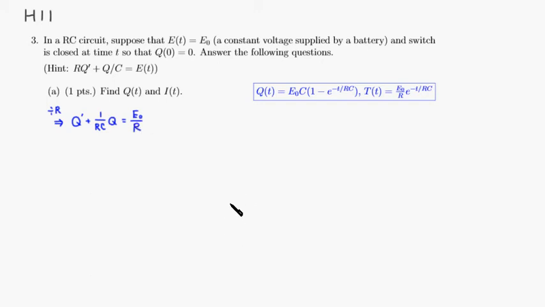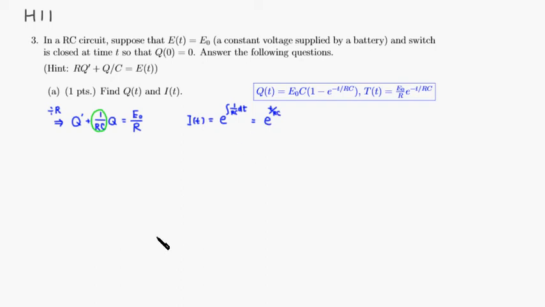Right? So we can just do an integrating factor. So I'm going to call it I of t, right, which is going to be e to the integral of p of t, right? P of t in this case is this guy, right? Which is just a constant. So it's 1 over RC with respect to t. Right? So this will give you e to the t over RC.